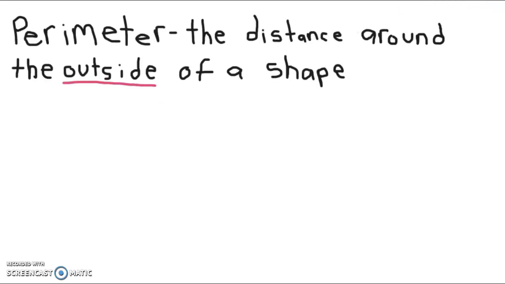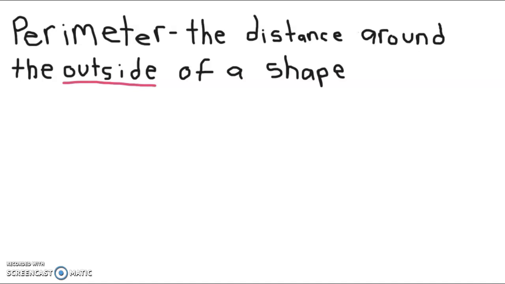Perimeter is the distance around the outside of a shape. To find perimeter, we do length plus width plus length plus width, or 2 times the length plus 2 times the width. I personally like to do length plus width plus length plus width. The unit for perimeter is linear units. This means we would label perimeter in centimeters, meters, yards, etc.